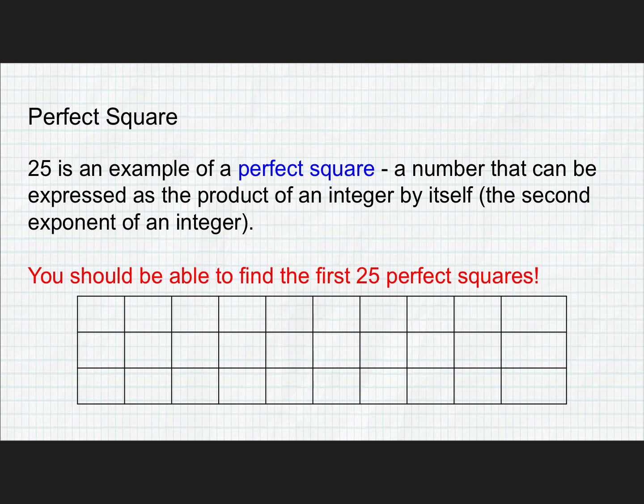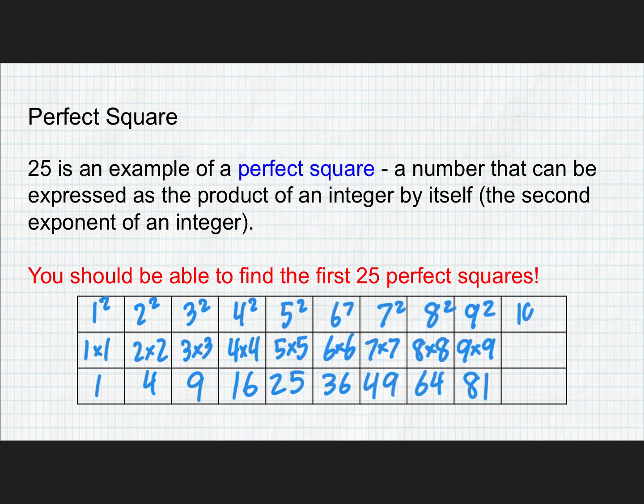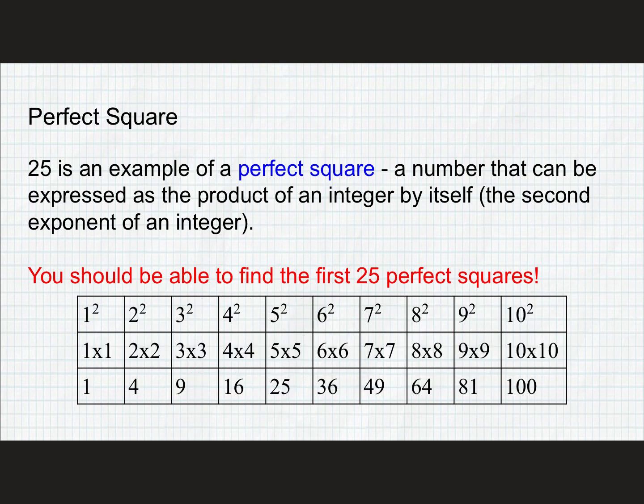Let's get started. 1 squared is 1 times 1, or 1. 2 squared is 2 times 2, or 4. 3 squared is 3 times 3, or 9. Keep going all the way to 10 squared, which is 10 times 10, or 100. Now, make sure you've got all this written down.